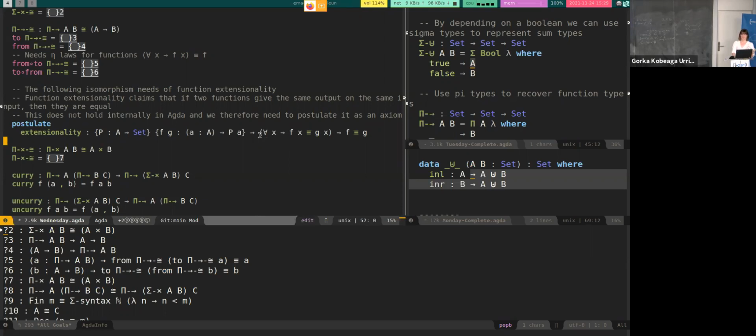But because it's an axiom, it won't really compute. So you can't really do things like pattern matching this equality that you get as an output. But you can use it. You can assume it and use it to prove things if you want it. So in this case, for example, we needed to prove this thing here.